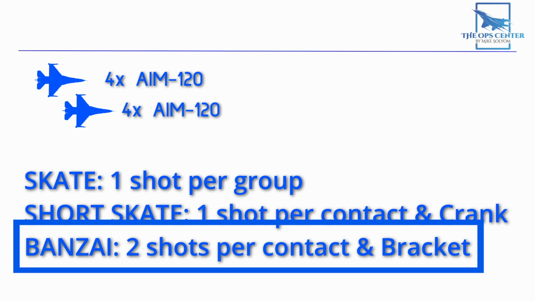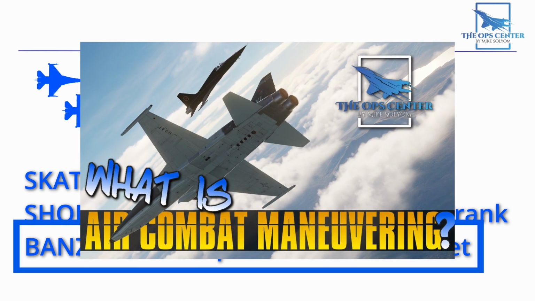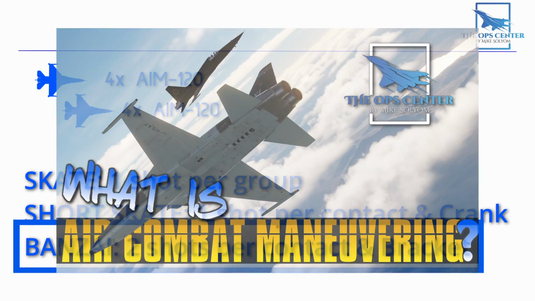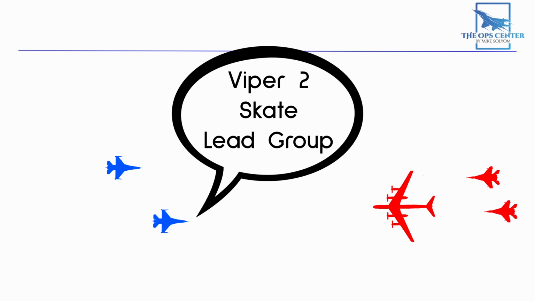Now we're at a very clear shoot-shoot-assess-shot doctrine. If we're using Banzai, it means we're going into a close-range fight. And I have a video series where I explain all about it, including what a bracket is. Once this plan is in place, all it takes is a short radio call from the flight lead to execute it. So if you hear your flight lead say, "Viper 2-1, skate, lead group," you know exactly what's coming next. One shot at the lead group, followed by an out.